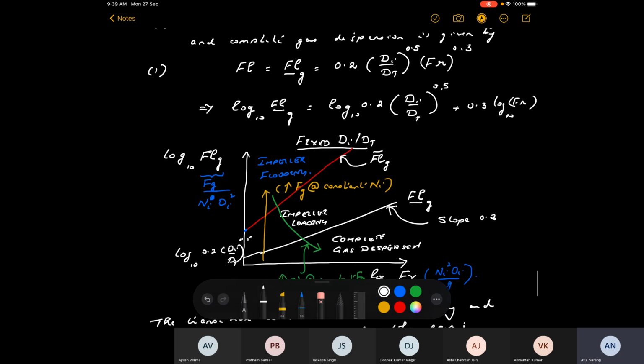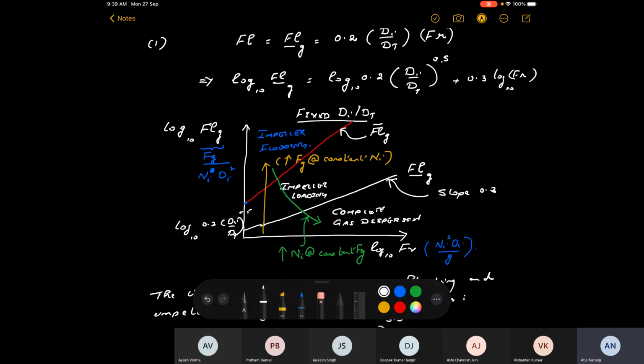If I plot it against the Froude number, if I plot FL under bar G versus the Froude number, you can see that FL under bar G will basically be a straight line of slope 0.3, and it will have a y-intercept that depends on di over dt. So this is a convenient way to see what's happening.